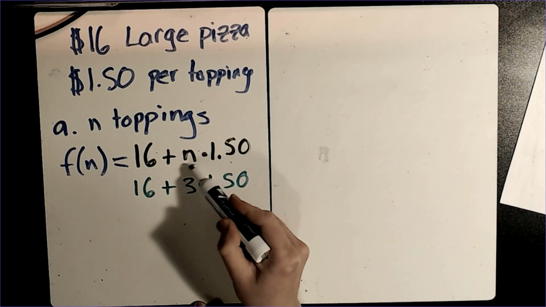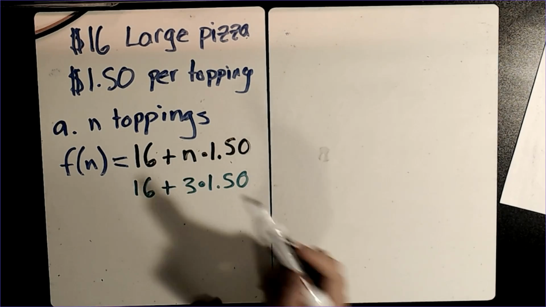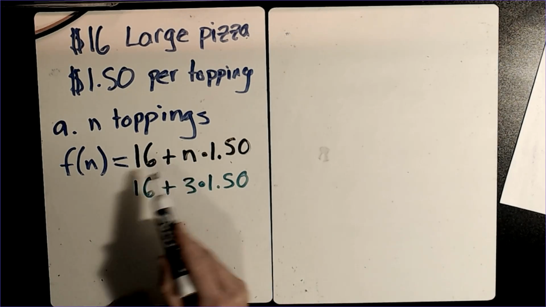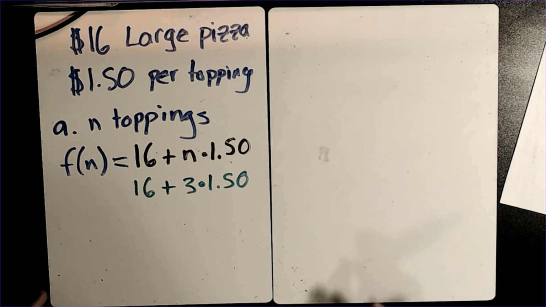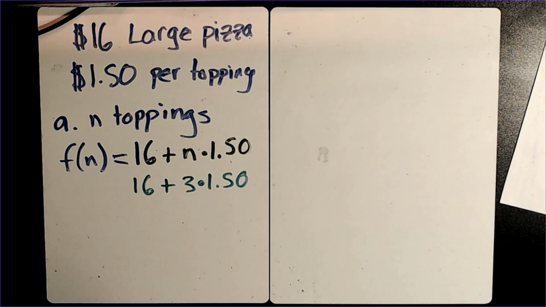So this number is the number of toppings, right? So any number of toppings you plug in there, you times it by $1.50, and then add that to 16. That gives you the total price of your pizza. Okay? So that would be part A.